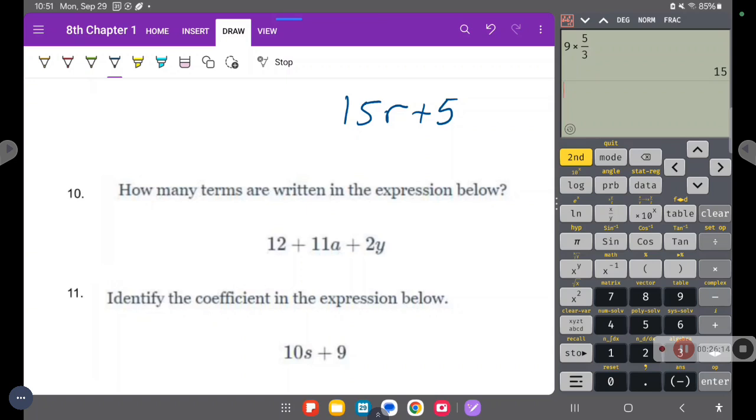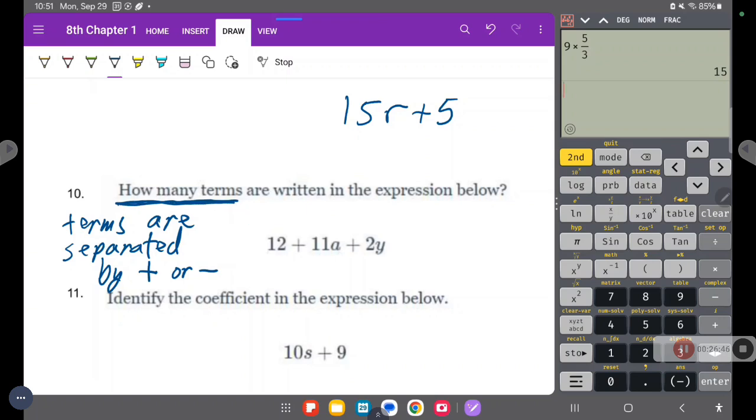Okay. Now, terms are separated by plus or minus. Okay? So underline what this says. What does it say? How many terms? Does it tell you to combine them in any way? No. It just says how many terms.